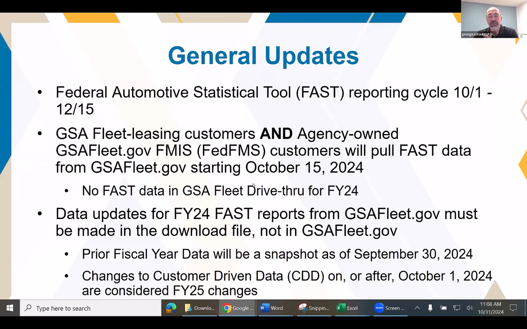All right, as I mentioned at the opener, the FAST cycle, the Federal Automotive Statistical Reporting Cycle, did open on October 1st and closes on December 15th. So now is a great time to get started. For the first time this year, for both leasing and agency-owned customers that use GSAFleet.gov as a fleet management information system, both sides, leasing and purchasing, will be able to pull that information out of GSAFleet.gov.